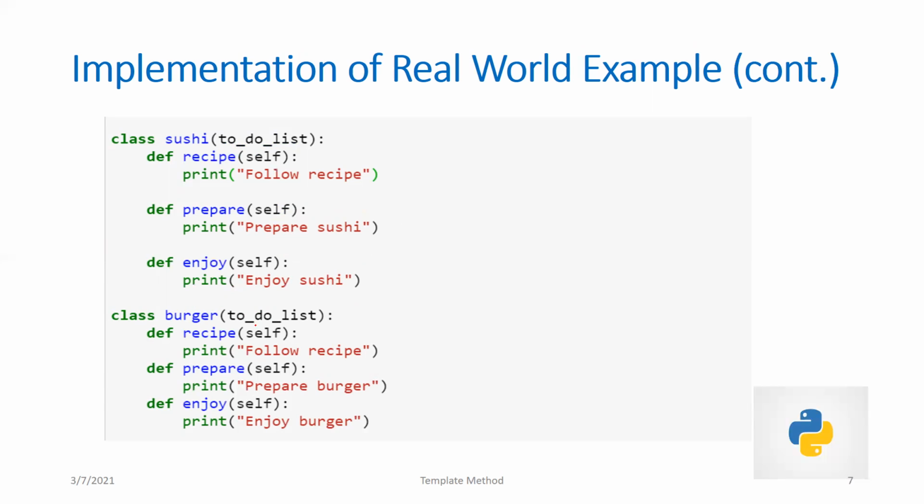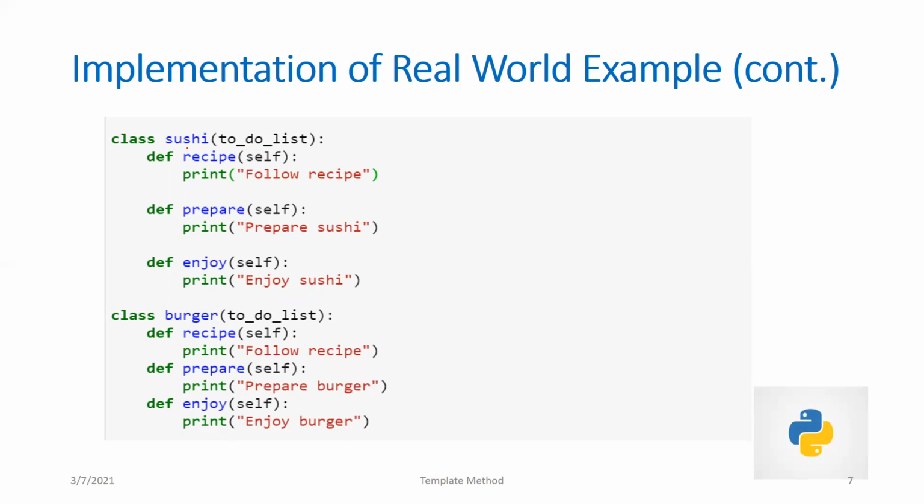Why do I take these two subclasses? Suppose in weekdays he will choose burger, because he has too much pressure, so he will follow a shortcut recipe. A burger has a shortcut recipe to prepare it, and sushi will take a lot of time, so he will choose this food for holidays when he has a lot of time to prepare it. So I choose two types of subclass. That means one subclass will take time and one subclass will not take time.